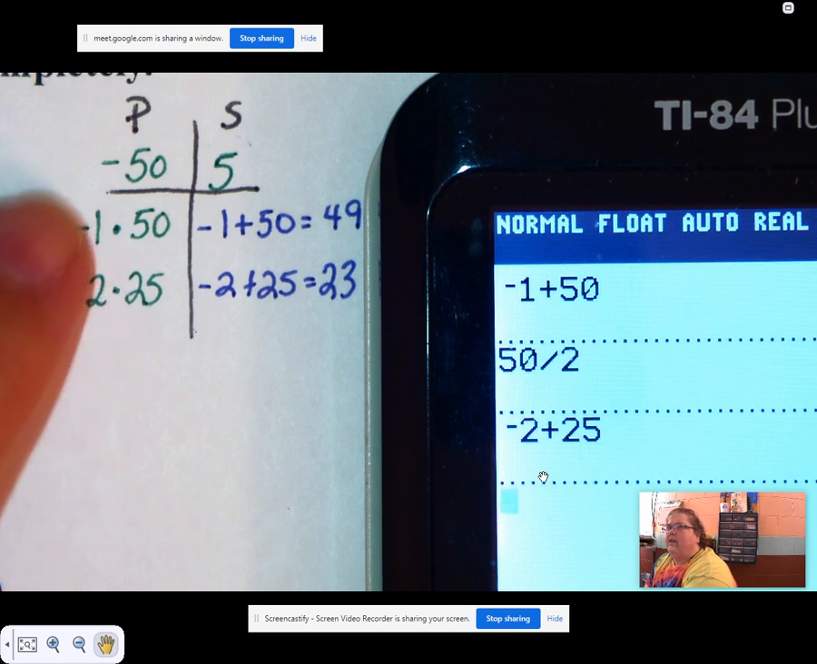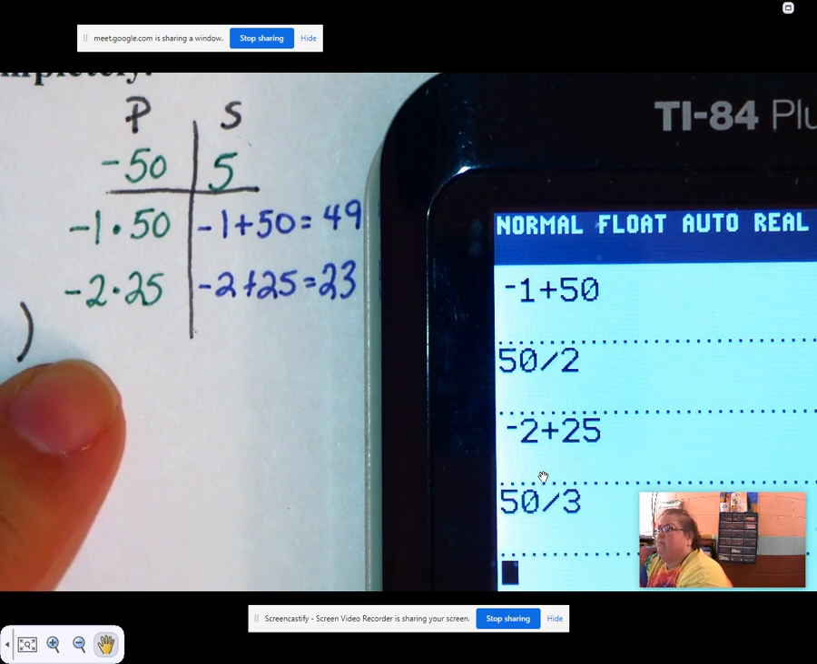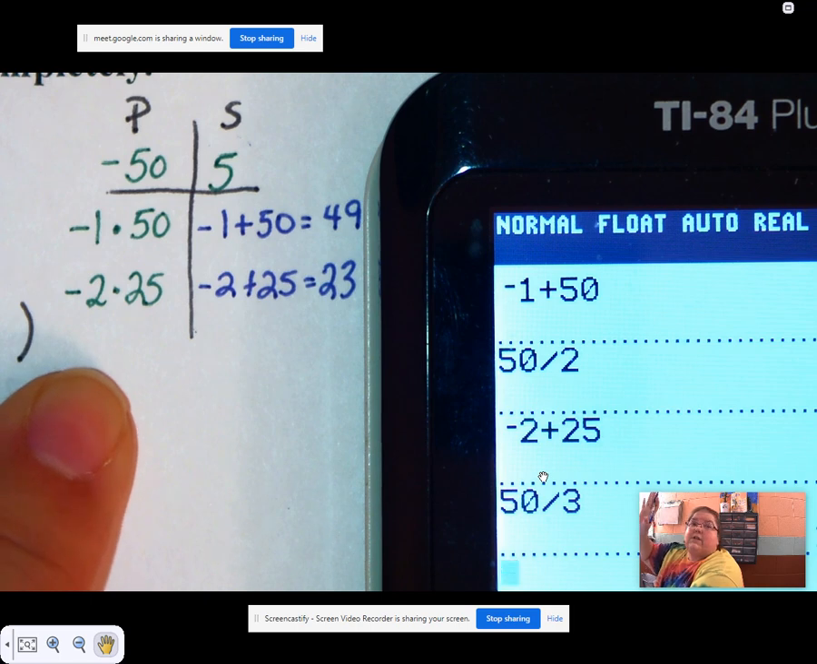So, I've got 1, 2. What comes next? 3. 50 divided by 3. Is that a whole number? No. So, we don't use that. It's not a factor. Okay? All right.